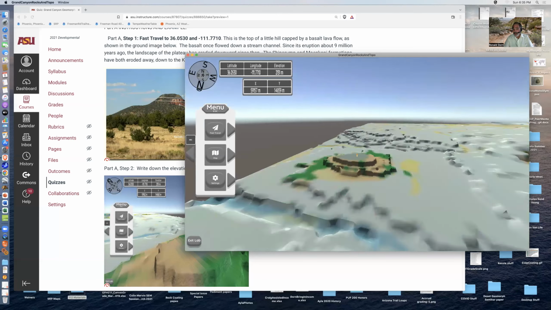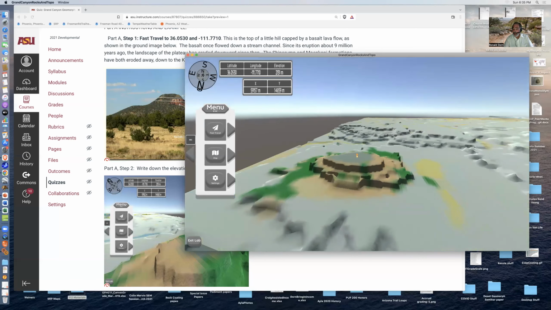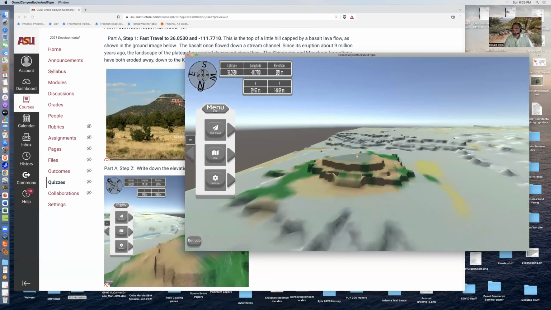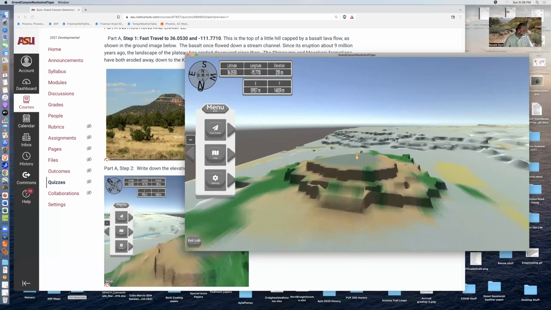This is one of a few different places that's pretty unique in that there's a lava flow on top of the location, and the lava flow protects sediments underneath it. The lava is much more resistant to erosion. The lava flow is 9 million years old. These are instructions provided inside Canvas, and I'm walking you through it.